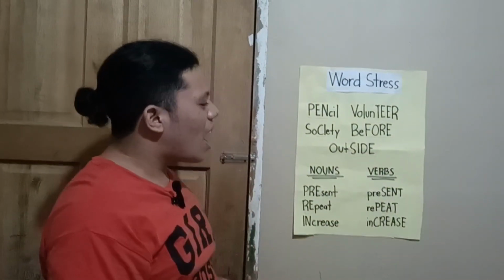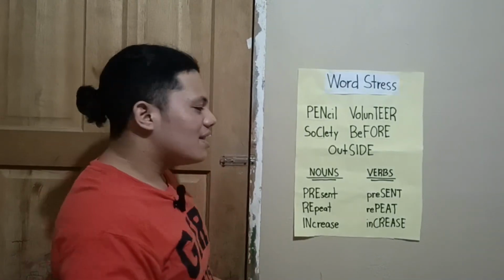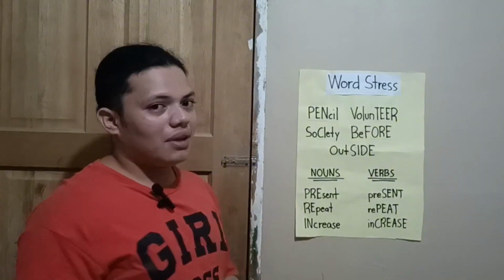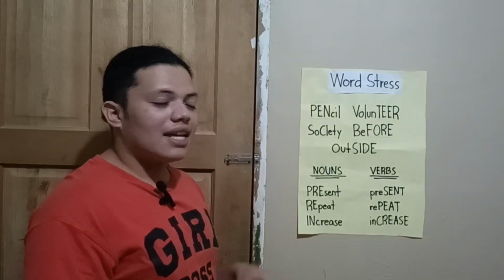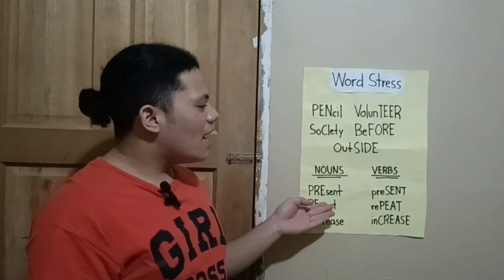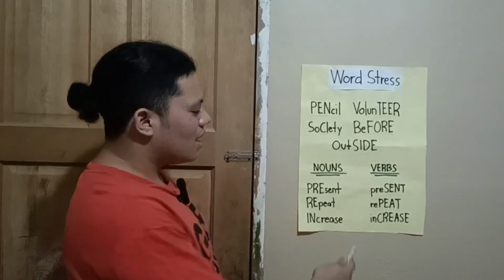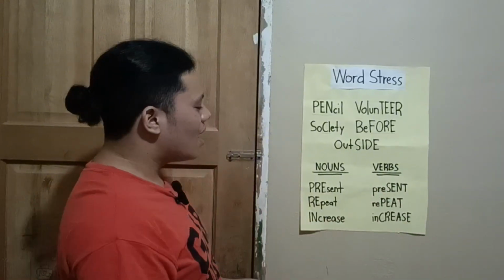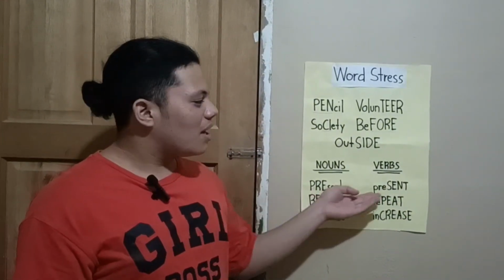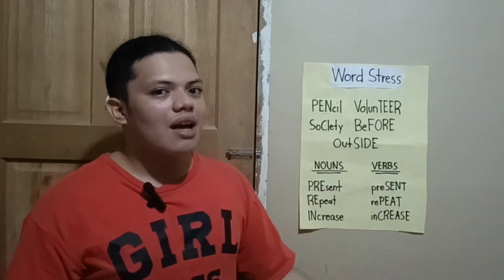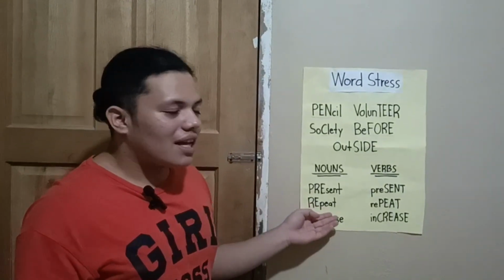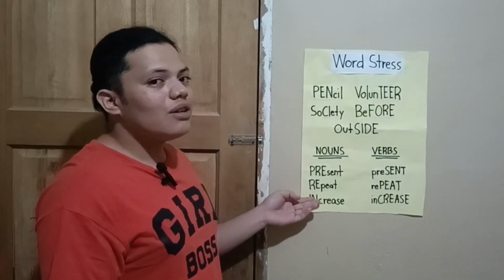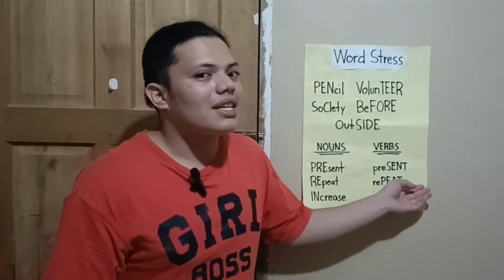So here below we have the nouns and the verbs. As you can see, there are two of the same word, but they are different in meaning. The noun usually is stressed on the first syllable, and the verb on the last one. As you can see, present here in the verb is present, like that. The noun means a gift, but the verb present means representing something. Next we have repeat. The other one, the verb, is repeat. And last is increase. But the other one is increase, like that.